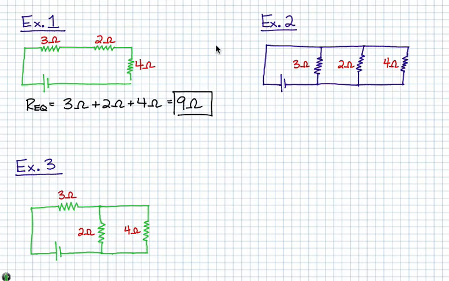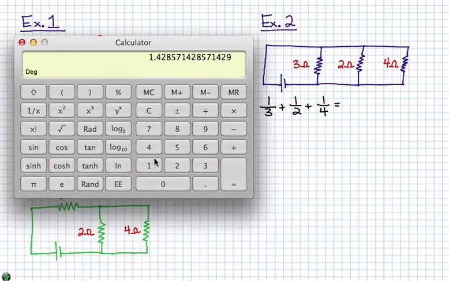So I have 3, 2, and 4. So if I want to take a look at this, my equivalent resistance will be 1 over 3 plus 1 over 2 plus 1 over 4. If I plug that into my calculator, 1/3 plus 1/2 plus 1/4 gives me 1.08, and I must raise that to the -1. And what I wind up with is a resistance of 0.92.